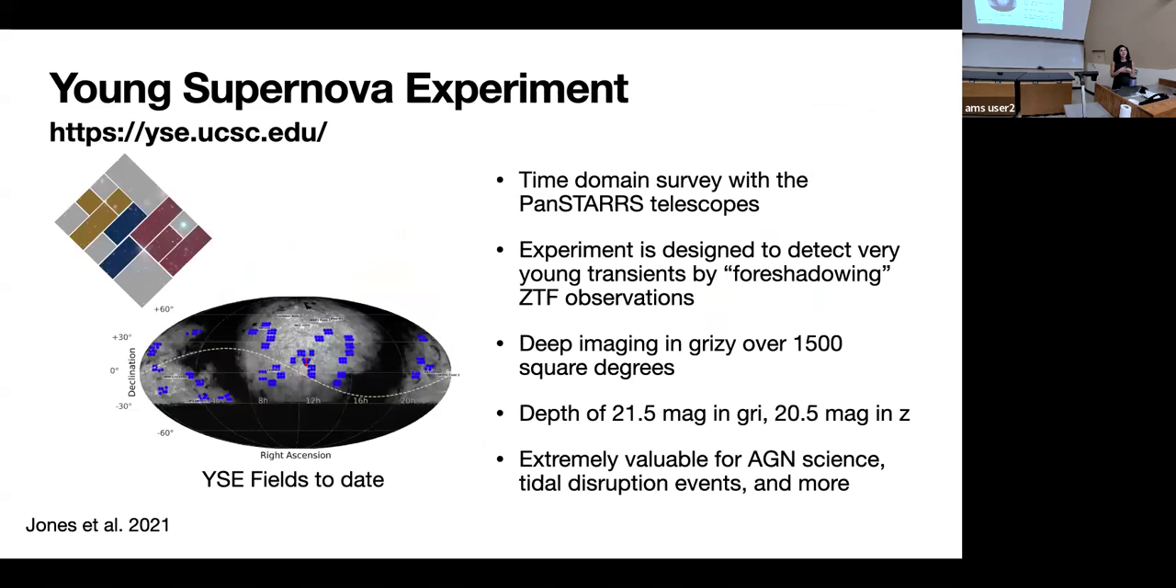So I'm really excited that our group is a member of the Young Supernova Experiment, which is a time domain survey using the Pan-STARRS telescopes in Hawaii. This is a survey that has been operating since 2020 and surveys about 1,500 square degrees of sky in 5 different photometric bands. And it goes deeper than some other very prominent repeat imaging surveys.